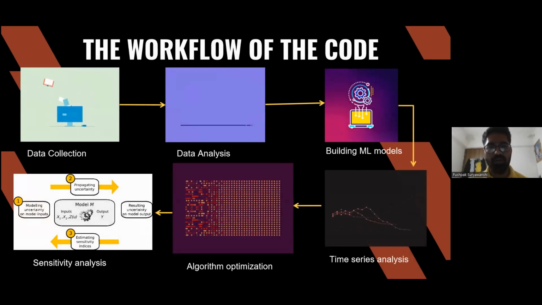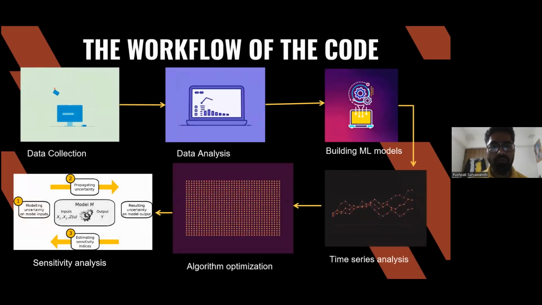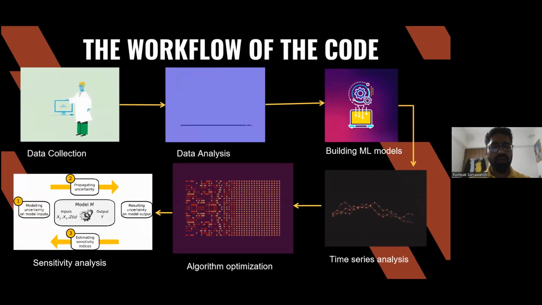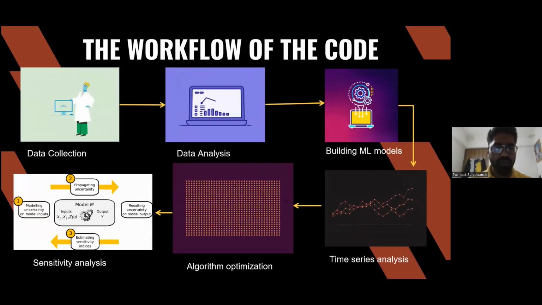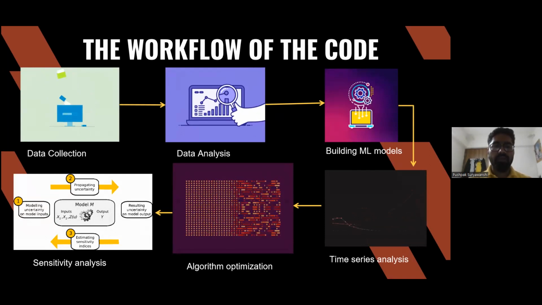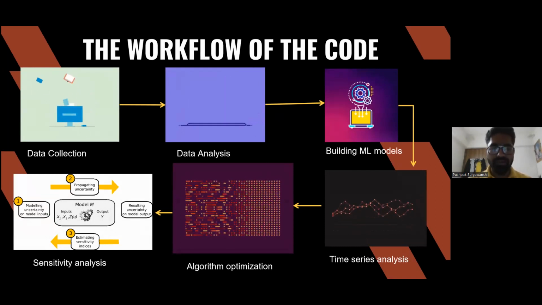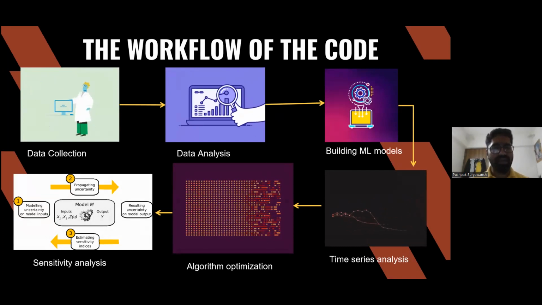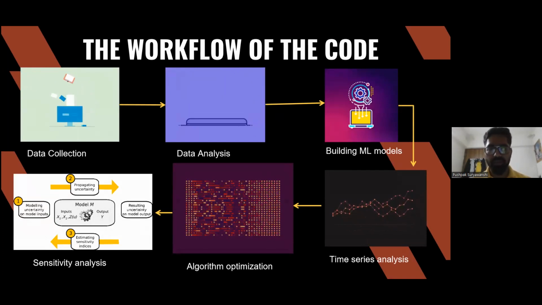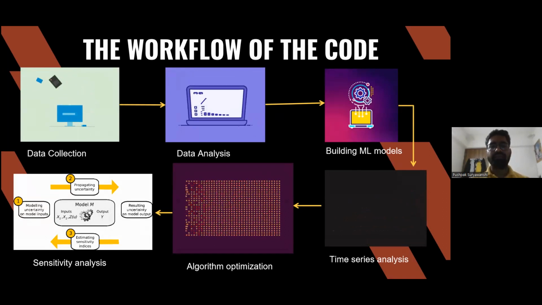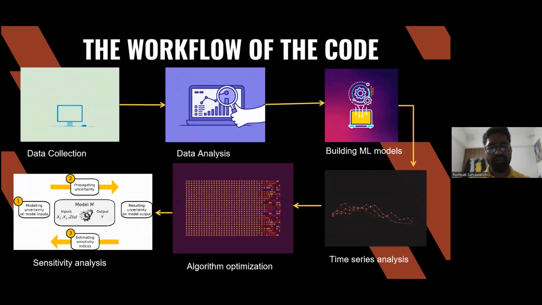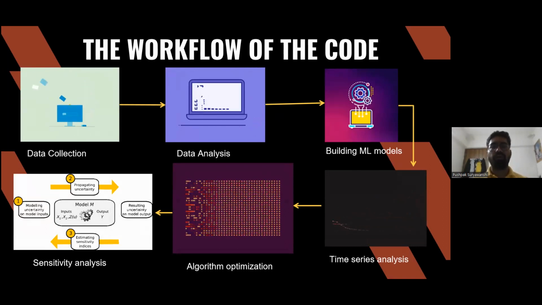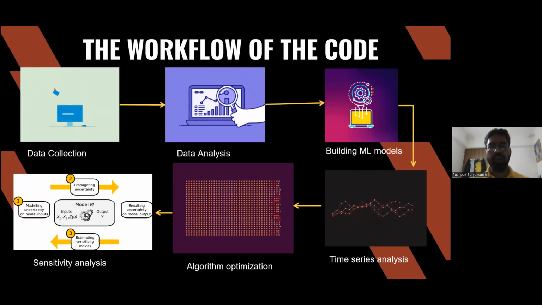So this is the proper workflow of how the code will work. First we have gathered the data, and the data set was given by Hagveda from Kaggle. Then the step was data analysis. In data analysis, we do various steps such as data assessing, data cleaning, data preprocessing, and EDA. The next step, we build machine learning models. Here we have considered two machine learning models, that is random forest and XGBoost.